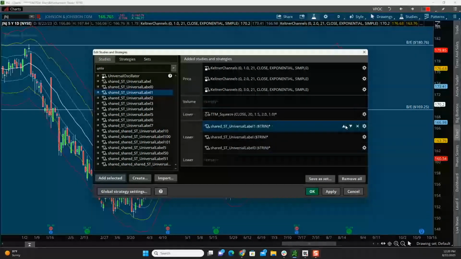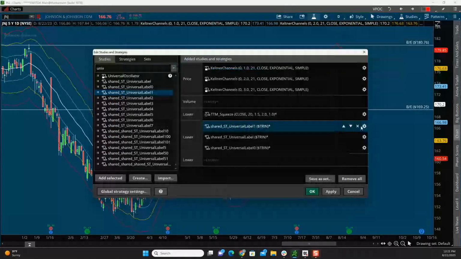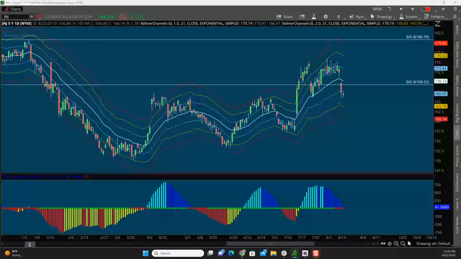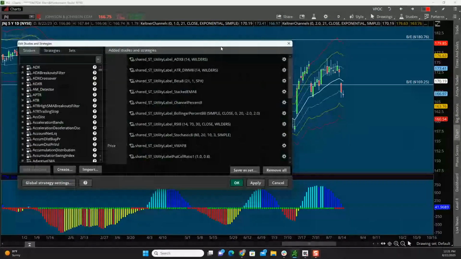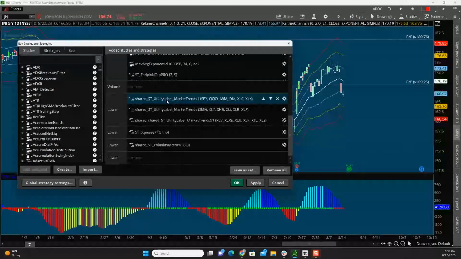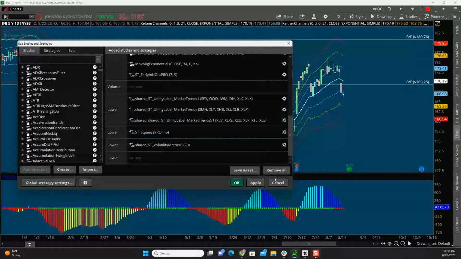And then here you can click it and you can make the symbol whatever you wish it to be. Actually, that's not the right one. Let's go back for a second. Let me double check something. So here is the one that's on the chart I had. So we'll scroll down. Okay, so it's the utility label market trends. And then you just put in all of the sectors or stocks, whatever you're wanting to watch right there. And then it gives you the coloring right there on the bottom of your chart.